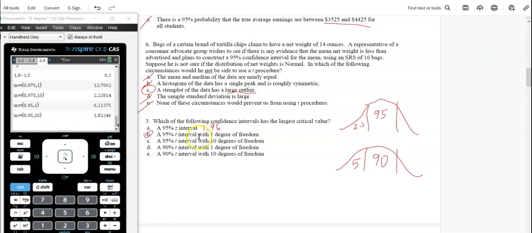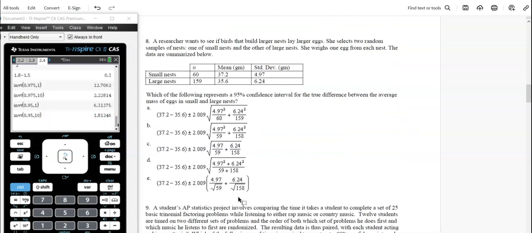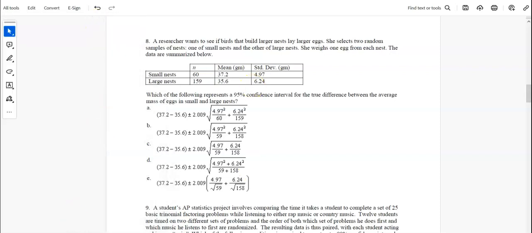That's pretty big. A researcher wants to see if birds that build larger nests lay larger eggs. She selects two random sample nests, one small nest and the other large nest. She weighs one egg from each nest. The data is summarized below. Which of the following represents a 95% confidence interval for the true difference between the average mass of eggs in the small and large nests? Okay, so this is a two-sample interval. So the formula, these are means, right? So we might have to think about that formula we need for this one.